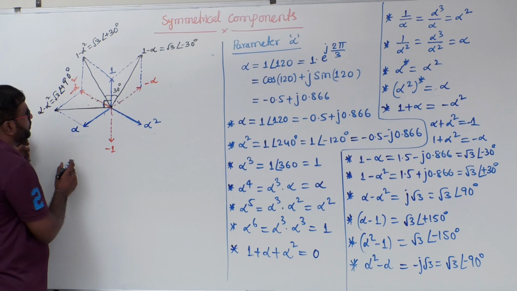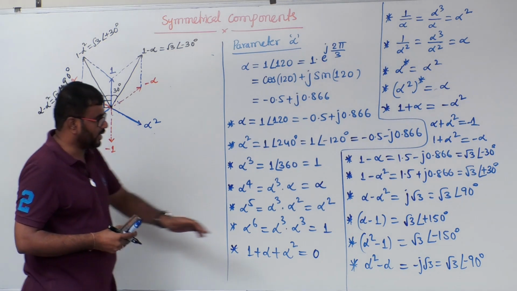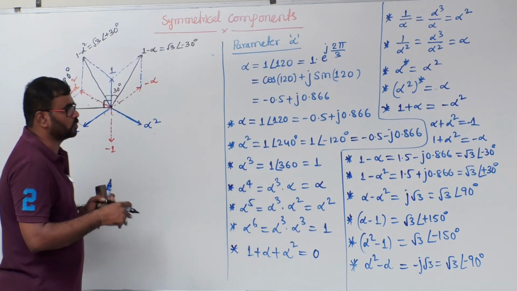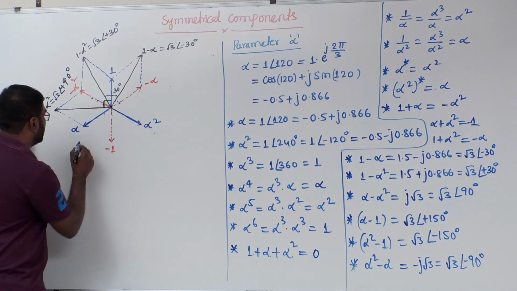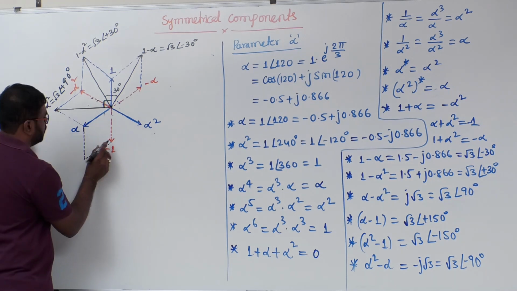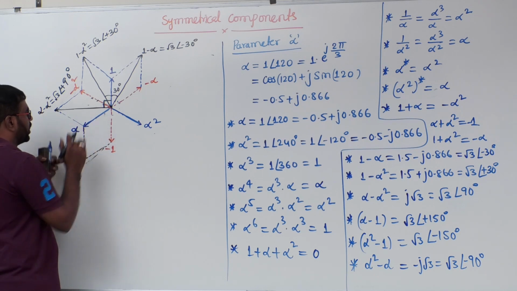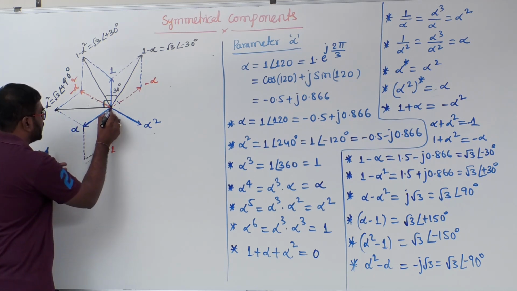That is what? Alpha minus alpha square. Okay. Now after that, alpha minus 1. Correct or not? Alpha minus 1. Alpha minus 1 is root 3 at an angle plus 150, no? Okay. Have a look how we get. So we are adding minus 1 with what? Alpha. So this is the resultant.